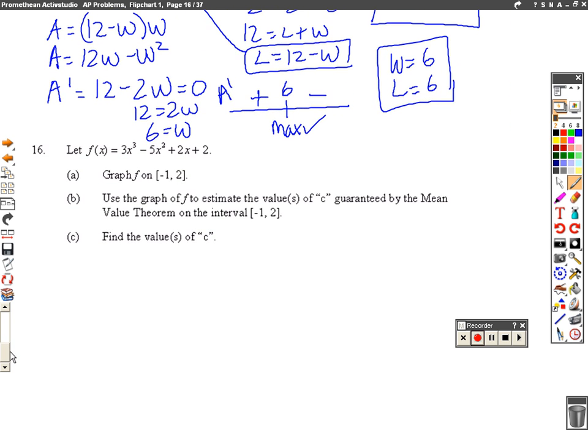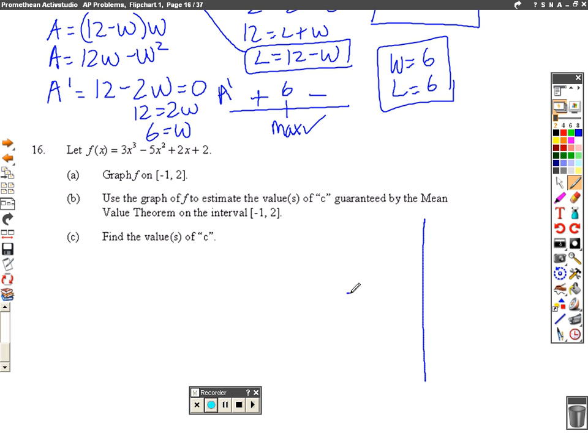All right, last question. Number 16. f(x) is equal to 3x cubed minus 5x squared plus 2x plus 2. And they want us to graph it from -1 to 2. All right, this is our function analysis. So if we are going to graph this from -1 to 2, I'm going to set up a little graph over here. I want to go from -1 to 2. I'm definitely going to want to know what's going on at -1 and 2, so I'm going to plug those values into the equation.